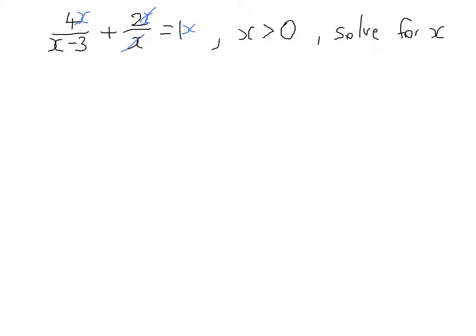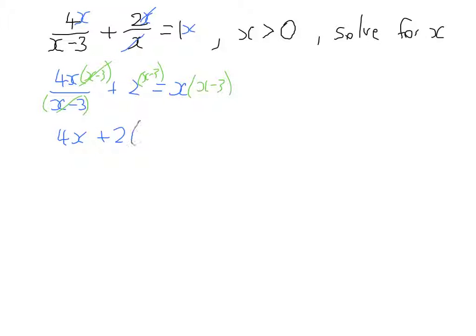That would now leave us with 4x over x minus 3 plus 2 equals 1x, or x. Next thing that we'll do is we'll multiply everything by x minus 3. And x minus 3 in there, and x minus 3 in there. That will cancel that down. So we end up with 4x plus 2 times x minus 3 equals x times x minus 3.